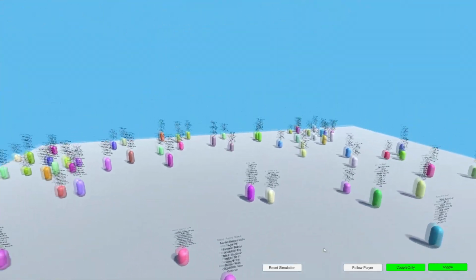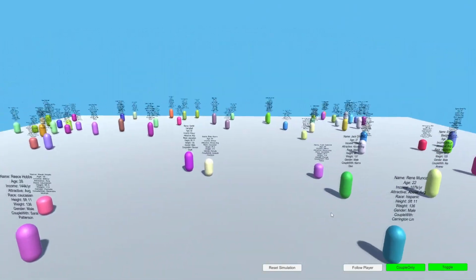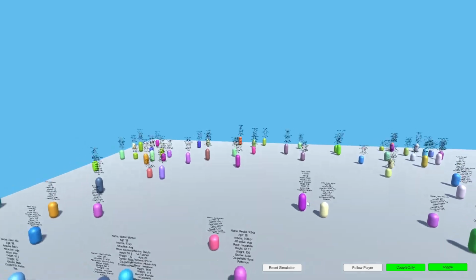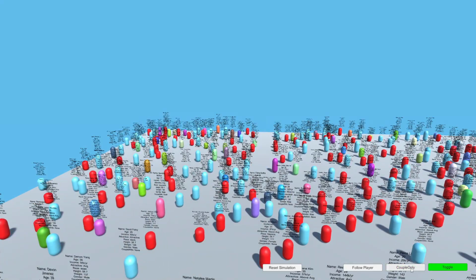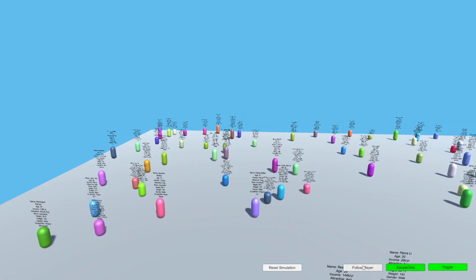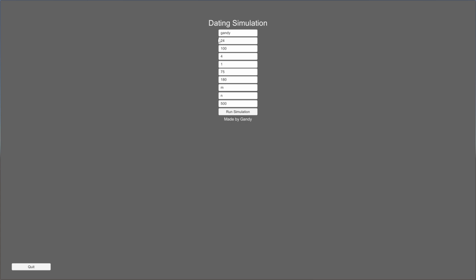So before I try out more examples, I will put a link in the description so you guys can try out the simulation as well. And to work this simulation, we have a toggle button that pauses the simulation, a couples only button, which only shows couples, a follow player button that follows you, or your player, and a reset simulation button to bring you back to the start.